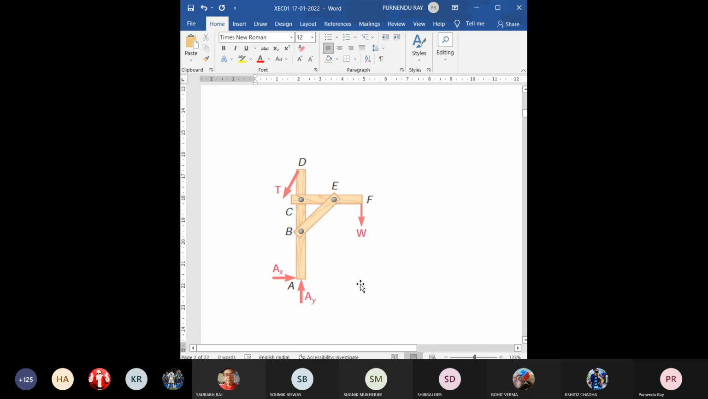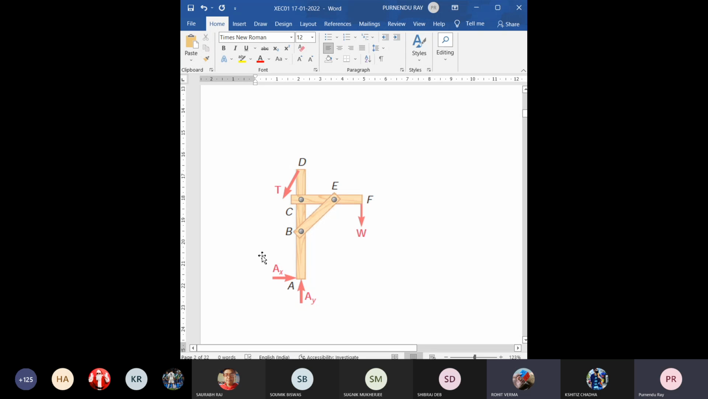Get the point. If we remove the support at A and remove the inclined rope GD, then what will we find? You have to replace those supports with proper reactions. Yes or no? Yes, sir.